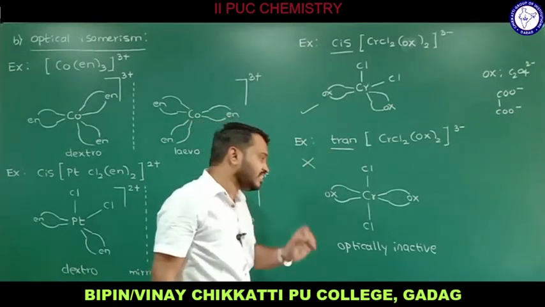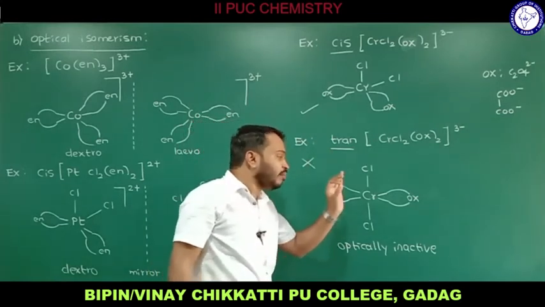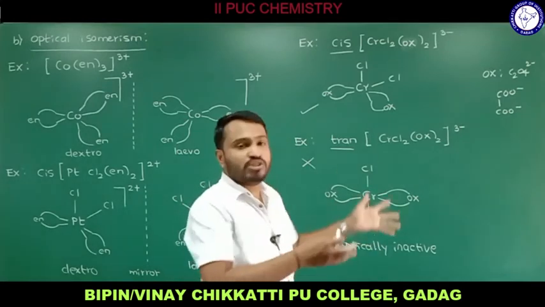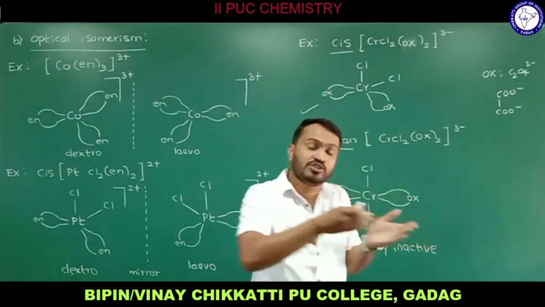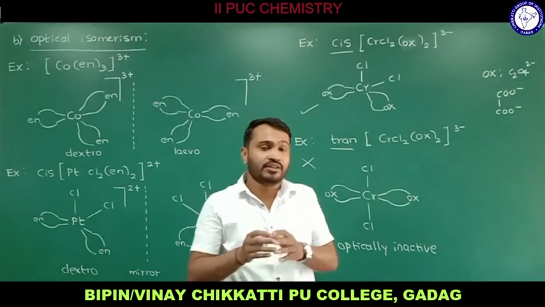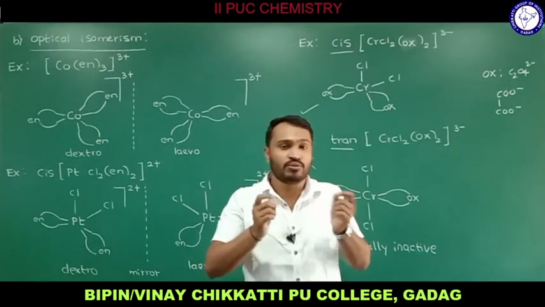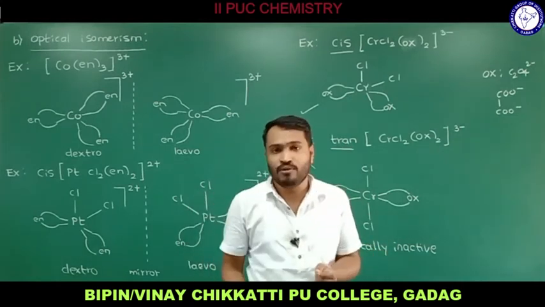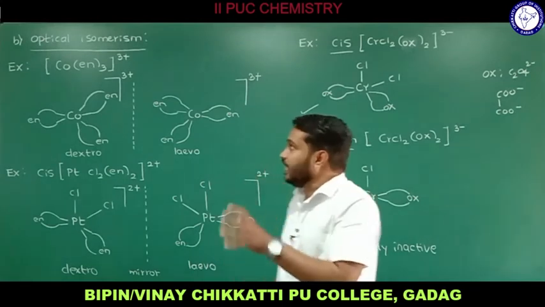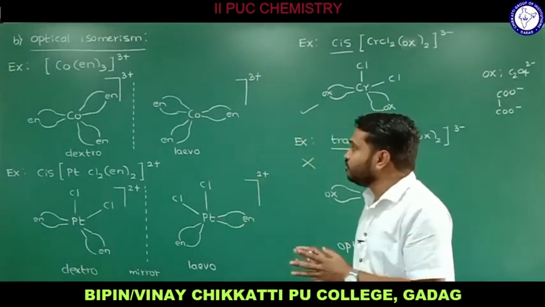The reason, I say, is that we don't have a mirror image which is non-superimposable. We have a mirror image which is superimposable, and then there is no question of enantiomer. Then there is no question of optical activity also. So that is how the second type, that is optical isomerism, can be explained.